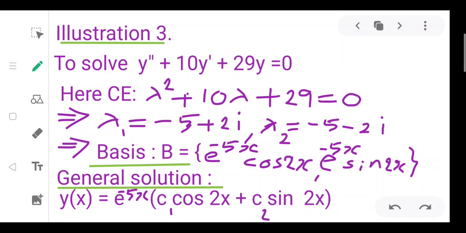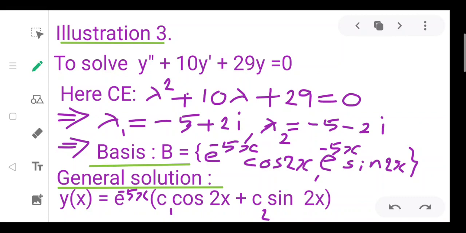Another illustration, to solve y double dash plus 10y dash plus 29y equal to 0. Here the characteristic equation will be what? Lambda square plus 10 lambda plus 29 equal to 0. Now solving, we will get the roots as complex numbers, lambda equal to minus 5 plus or minus 2i. You choose lambda 1 equal to minus 5 plus 2i, lambda 2 is equal to minus 5 minus 2i.